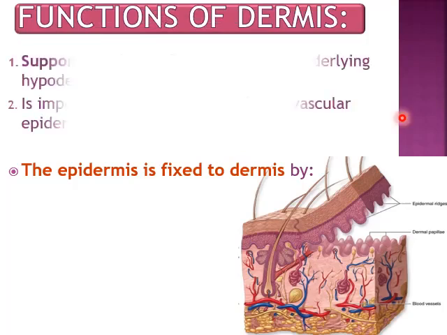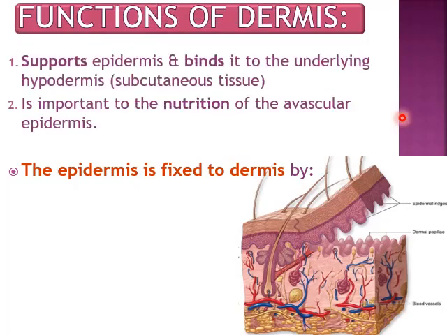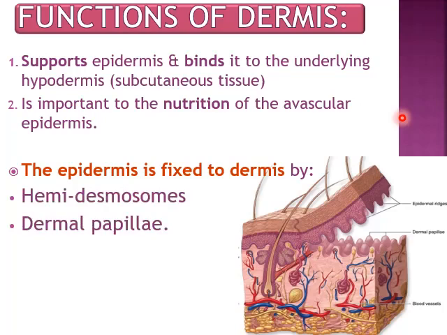What are the functions of the dermis? The first function: the dermis supports the epidermis, as the dermis binds the epidermis to the underlying hypodermis or the subcutaneous tissue. The second function of the dermis is nutritional, as the epidermis, which is stratified squamous keratinized epithelium, is avascular. So the epidermis takes its blood supply and its nutrition from the underlying blood vessels present in the dermis. How is the epidermis fixed to the dermis? First, by hemidesmosomes, which we talked about in the previous lecture, and second, by the dermal papillae.